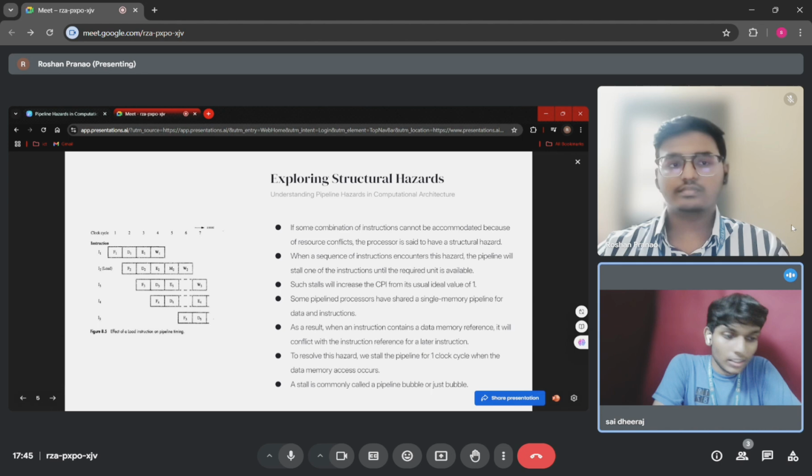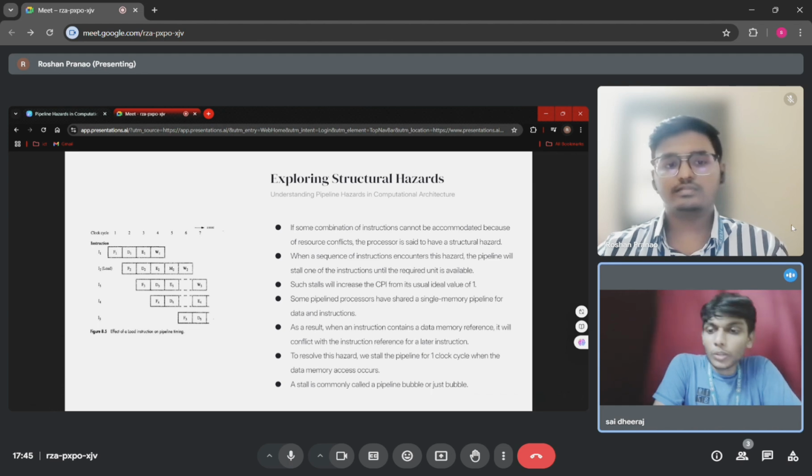In I1, the four phases are F1, D1, E1, and W1, each taking just one clock cycle to perform its operation. But when you look at I2, there is an operation called load taking place. Because of this load operation, there is an extra phase added along with the four phases F, D, E, and W. The extra phase is M2, which represents memory. Because of this extra phase, in the subsequent instructions I3 and I4 an empty phase gets created. This empty space is called a pipeline stall.